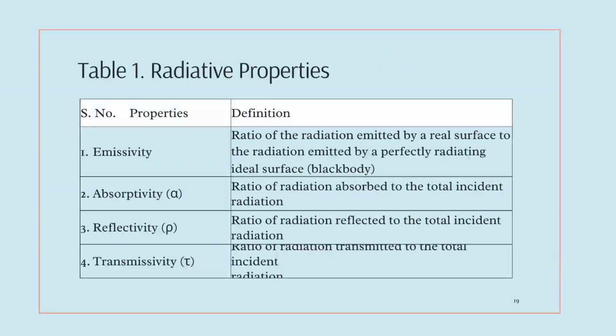Moving to next slide. Table of radiative properties. A summary table shows values for different materials. This helps in calculating radiation heat transfer accurately. Each surface behaves differently under radiation.